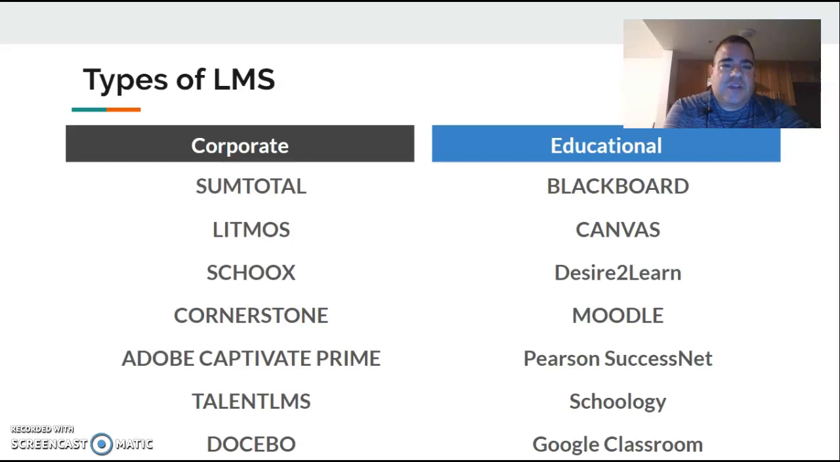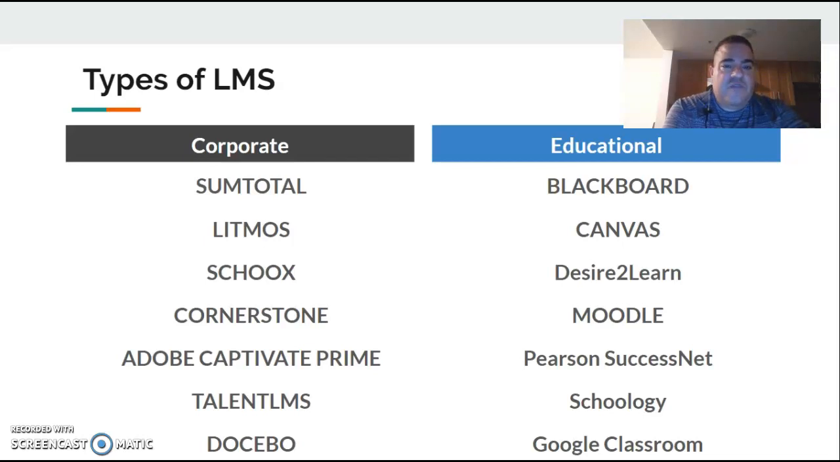Whereas the second type of LMS is educational. These are exactly what you would think they would be. They are LMSs that are geared towards use by educational entities. This can be colleges, K through 12, for-profit universities, career colleges, etc.